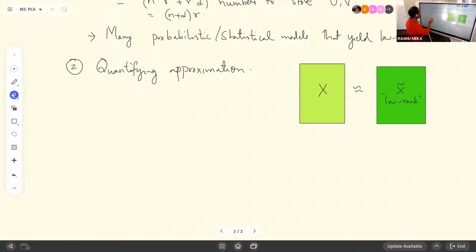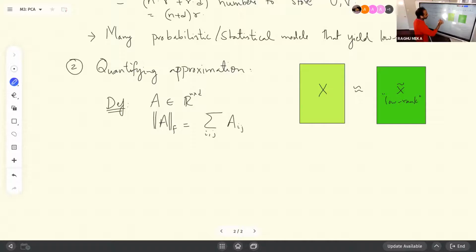Okay, so let me actually define it properly. The sum of squares of a matrix has a name, just as the Euclidean norm is the sum of squares of the entries. So for any matrix A, the Frobenius norm of the matrix is defined as the sum of squares of the entries to the power half. It's like the length of the vector, except that you're applying it to matrices.